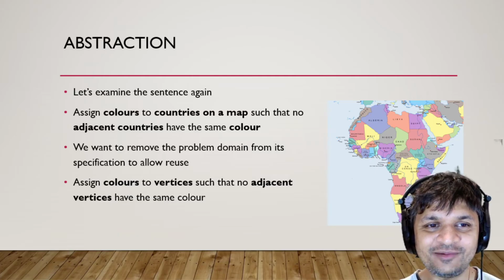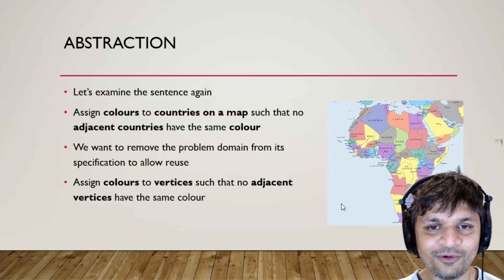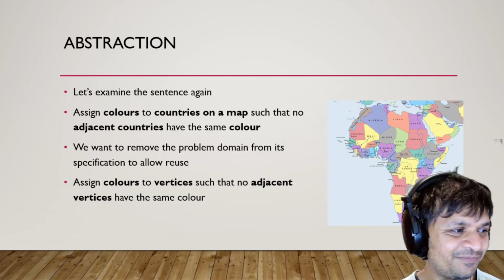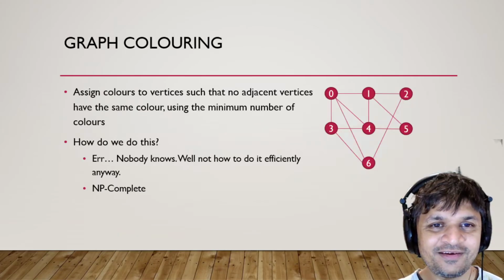What that'll do is that'll mean that by solving the same problem, I will find an exam timetable that doesn't mean that any student has to write 2 exams at the same time, which is great, right? Okay, so we said it's assign colors to vertices such that no adjacent vertices have the same color using the minimum number of colors. Okay, so the question is, how do we do this?